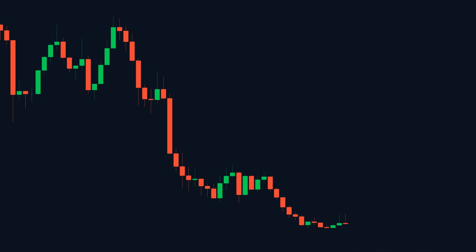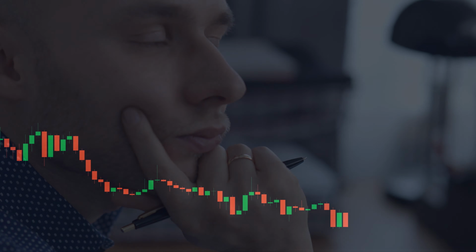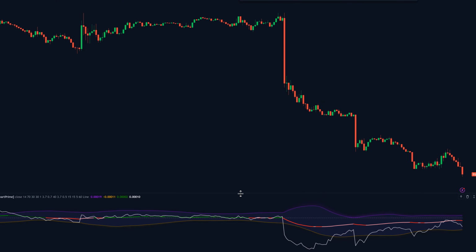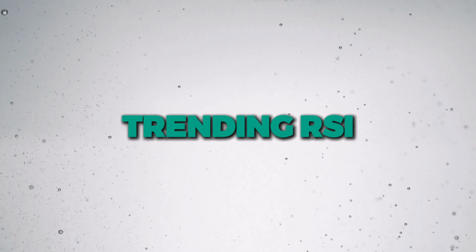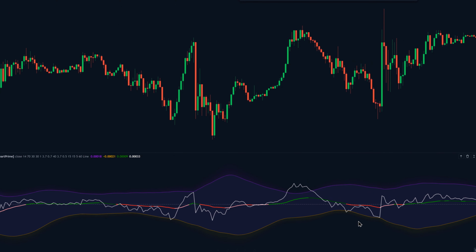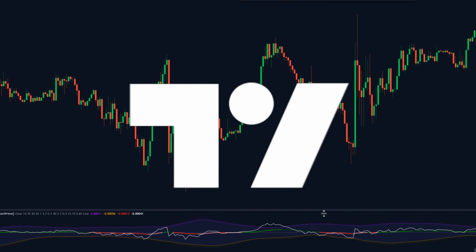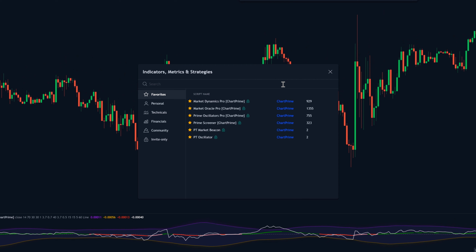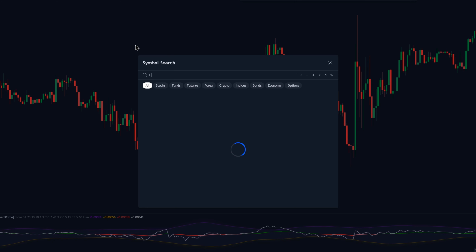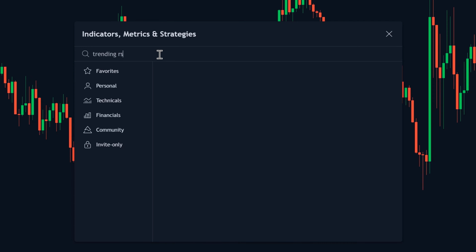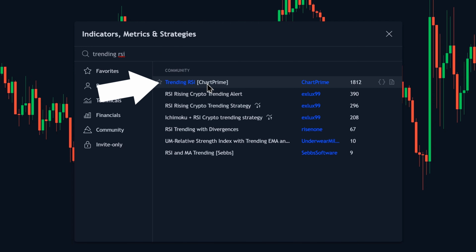Which led me to wonder, what if there was a different version of the RSI that is specifically designed to factor in this issue? Well, enter the Trending RSI indicator, developed by Chart Prime. To add this new indicator to your chart, you want to go to TradingView, then load any trading security that you like. For me, I'm going to be using the 15-minute time frame of EUR/USD. After that, click on Indicators and type in Trending RSI, this one by Chart Prime.